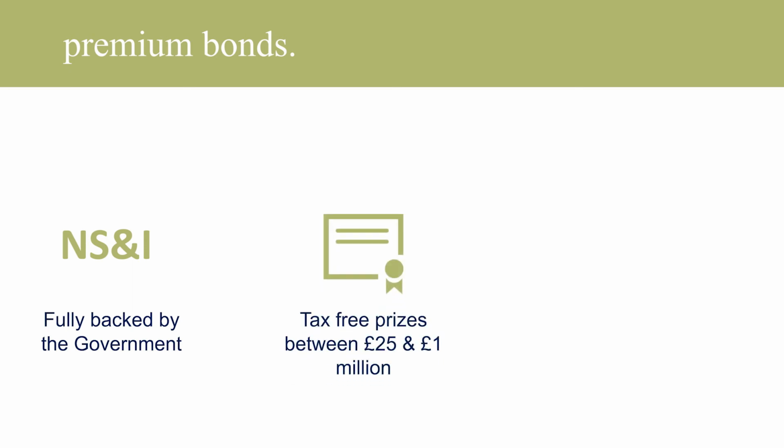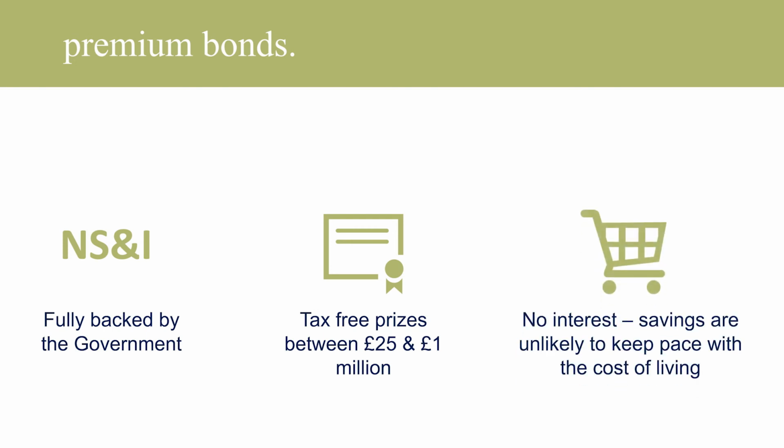Finally, another type of tax-efficient savings is premium bonds. These are issued by National Savings and Investments and are fully backed by the government. You can earn tax-free prizes between £25 and £1 million in the monthly draw, although there's only a very small chance of winning a high prize. You won't earn any interest, so although your savings are guaranteed, they are unlikely to keep pace with the rise in the cost of living. As there is no certainty over the prizes you could win from premium bonds, they are unlikely to be the best savings product for you if you want a guaranteed return.